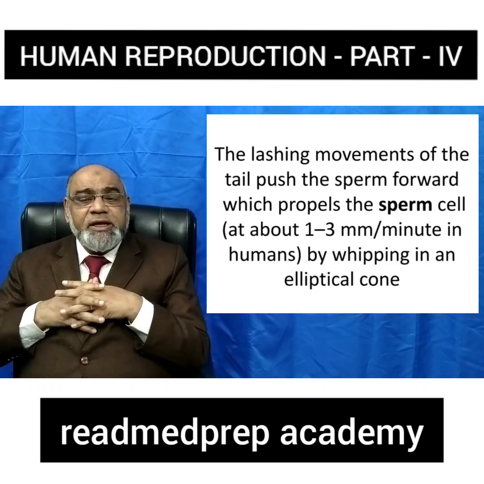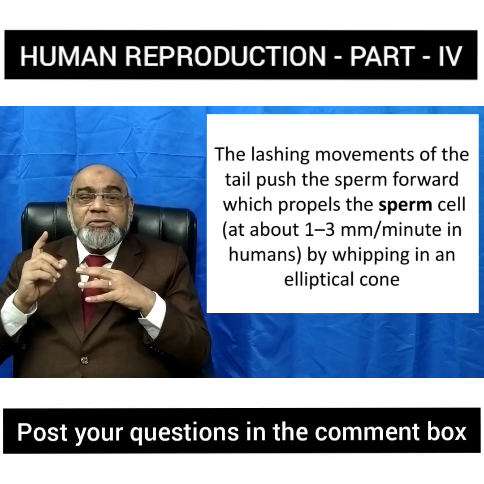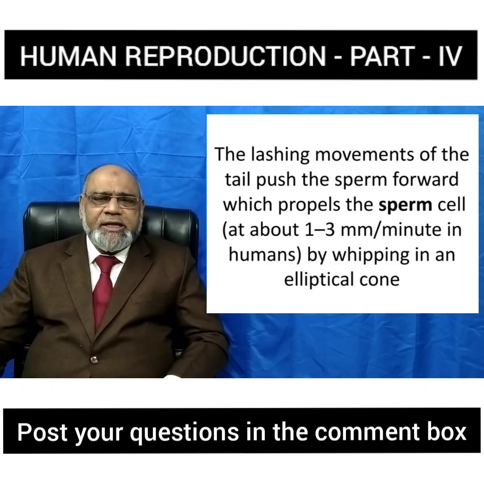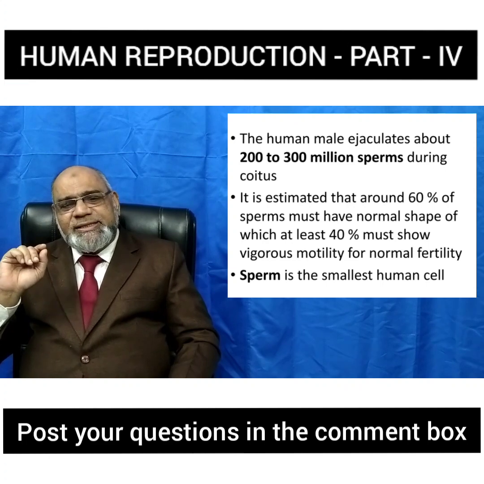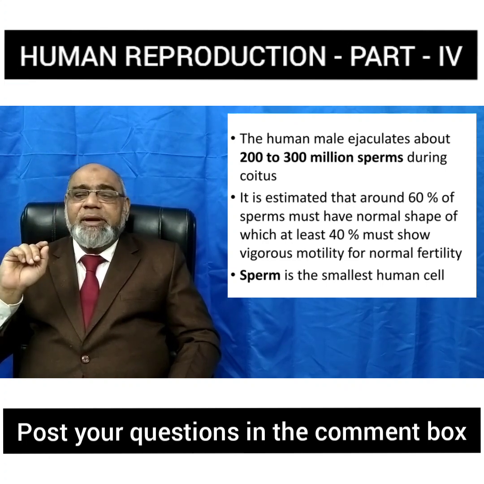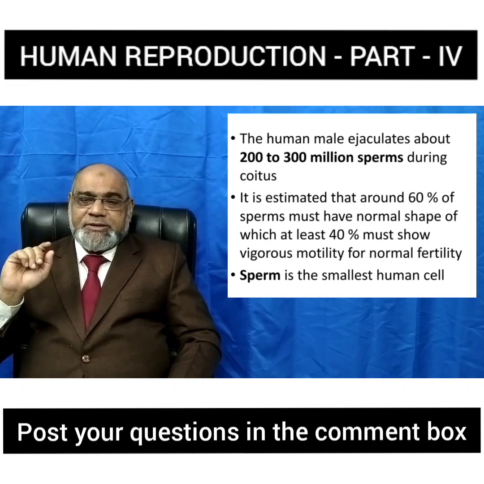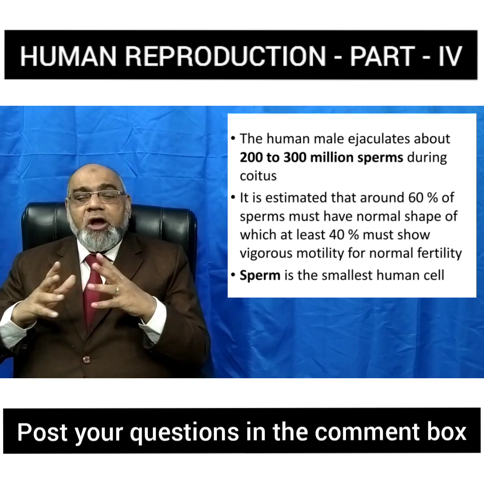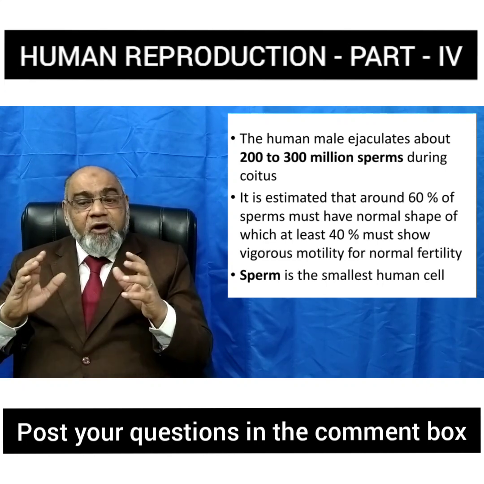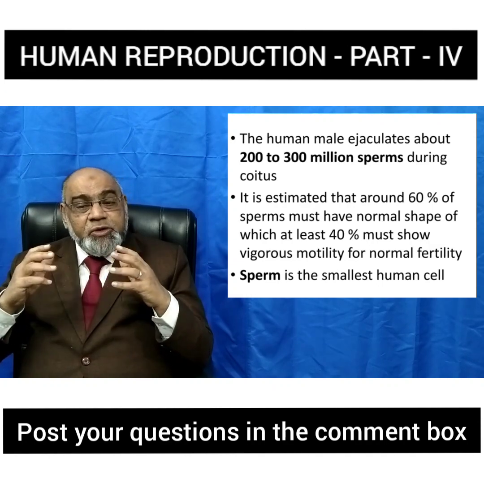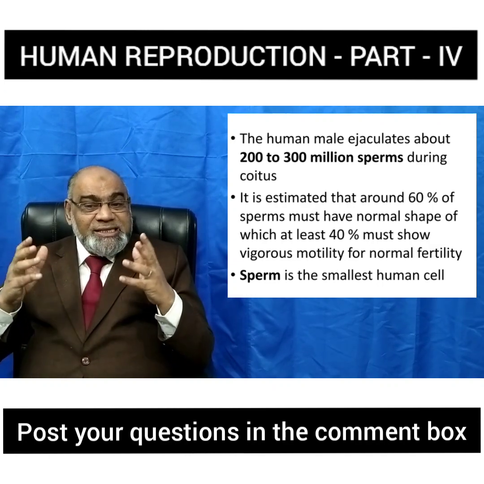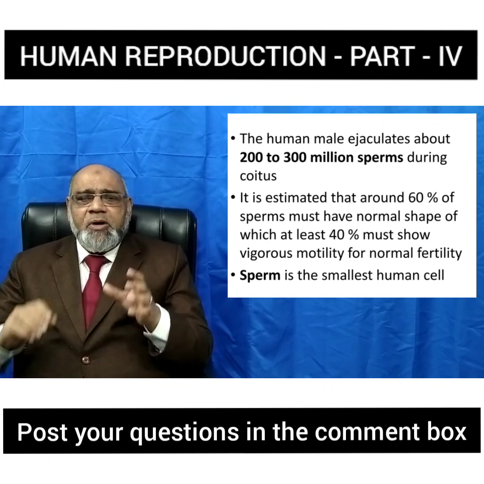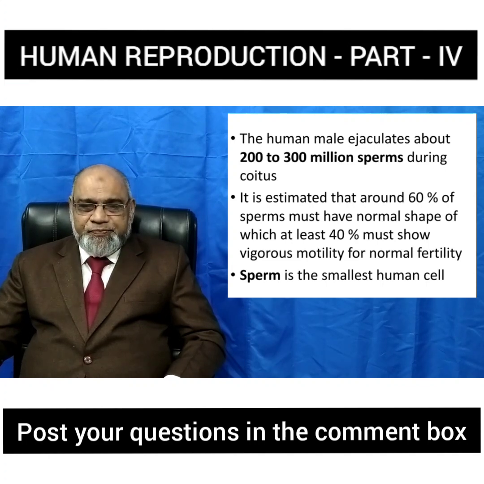Do you know what is the speed of the sperm cell? It is about 1 to 3 millimeter per minute. And the type of movement is by whipping in an elliptical zone. The human male ejaculates about 200 to 300 million sperms during coitus. And it is estimated that 60% of the sperms must have the normal shape of which at least 40% must show vigorous motility. If the motility is less, the fertility will be affected. So the smallest cell in the human body is the sperm.